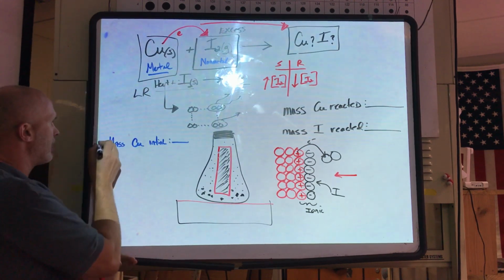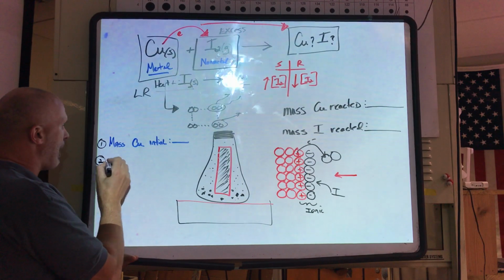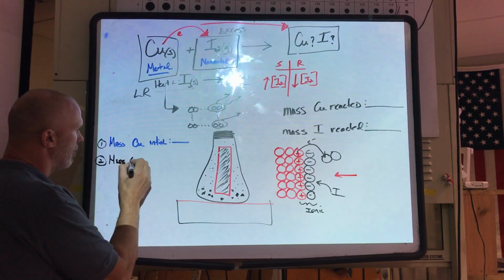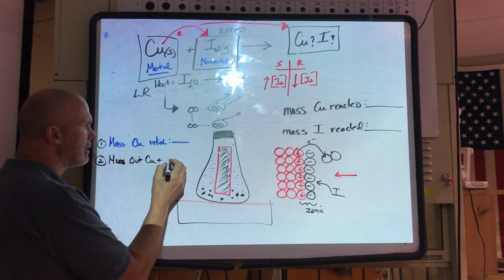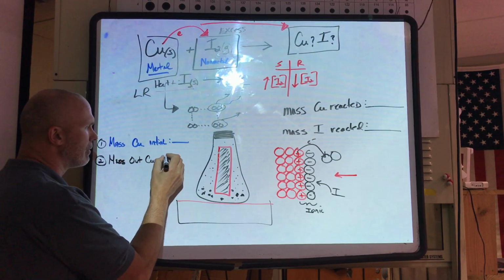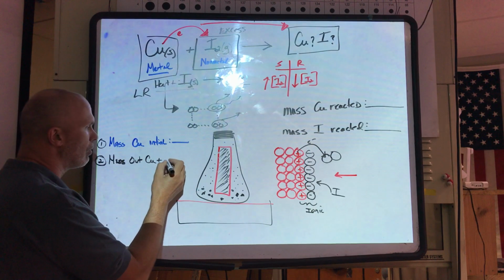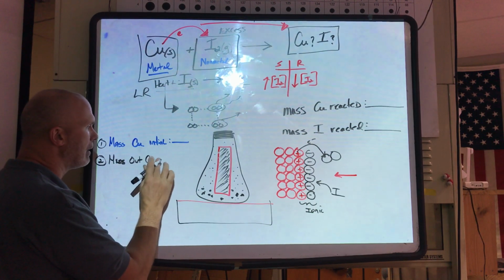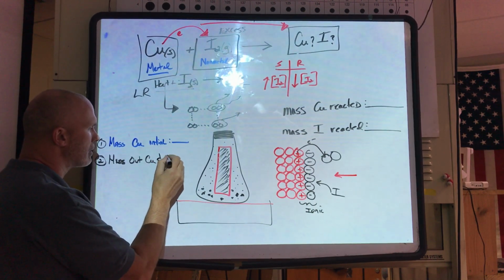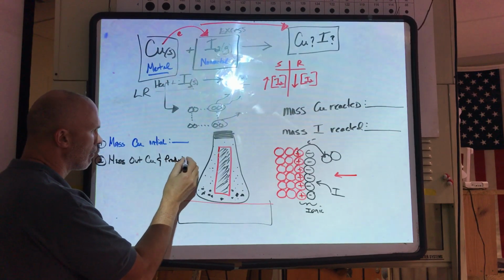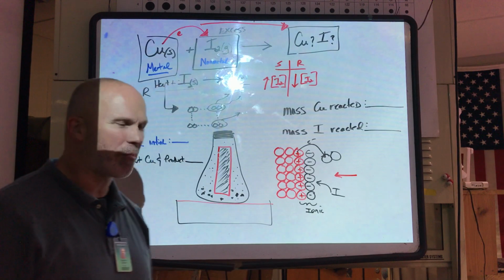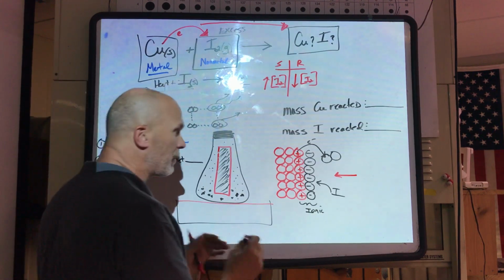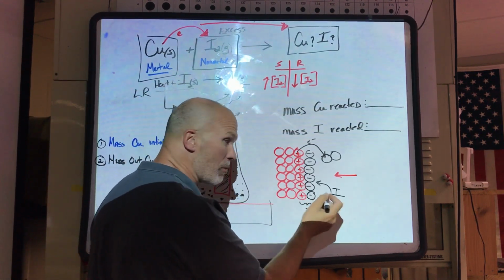So the second step is we're going to mass out the copper and the ionic compound, which is the copper iodide. We'll just call it copper and product. You need that mass. Well, why? Why do I want that mass? Okay, look carefully at my drawing. What did we really add?